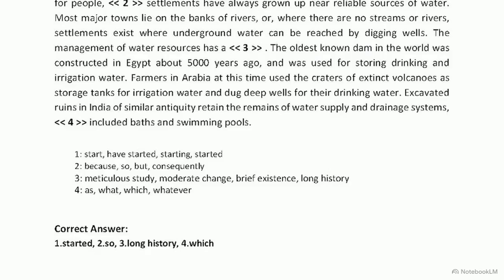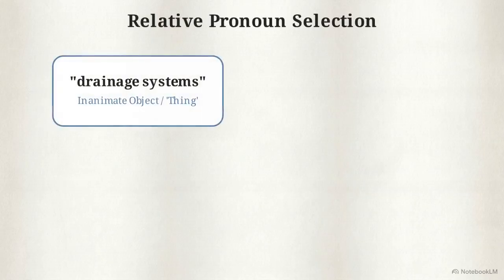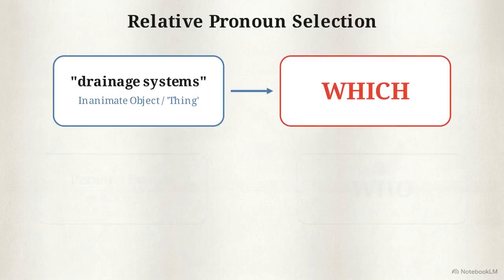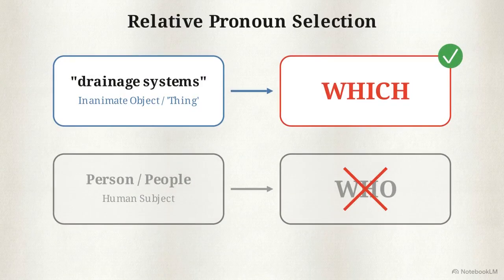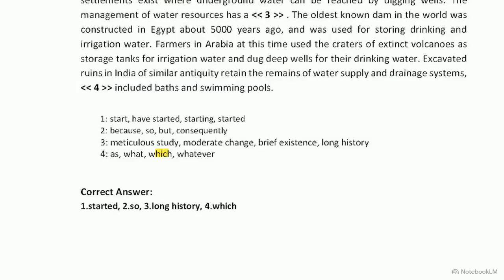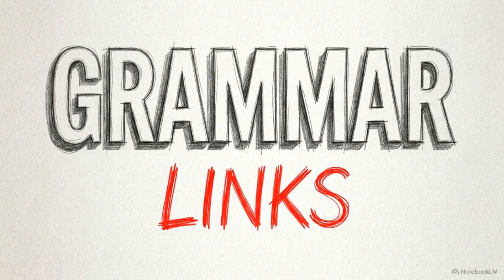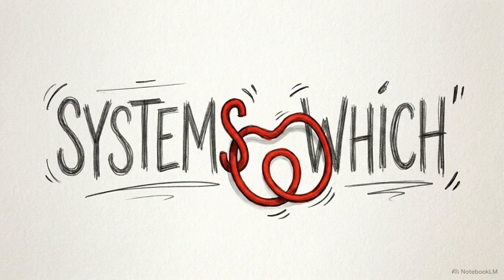Now for the fourth blank. Pause the video for a moment and see if you can pick the correct word based on relative pronouns. When referring back to an inanimate object or thing in this grammatical structure, which is the only valid relative pronoun. We cross out as, what, and whatever, and slot which right in. Relative pronouns function as direct structural tethers. They must attach cleanly to the closest preceding noun.